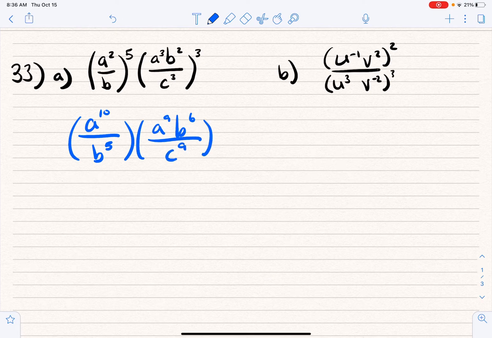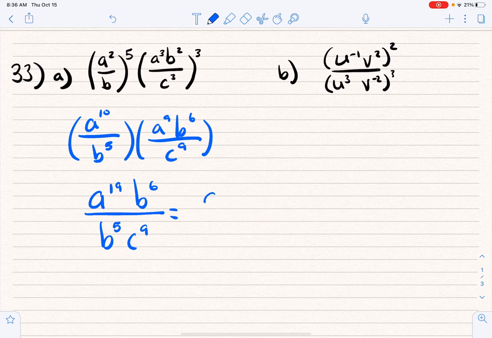And now we can combine. I've got a to the 10th times a to the 9th, which is going to give me a to the 19th. I've got b to the 6th on the top, and on the bottom, I've got b to the 5th and c to the 9th. Now at this point, the only thing left that I can do is simplify the b's. So this will end up being a to the 19th. Look, where do I have more b's? I have them up top. So b to the first power all over c to the 9th. And that should be your final answer.